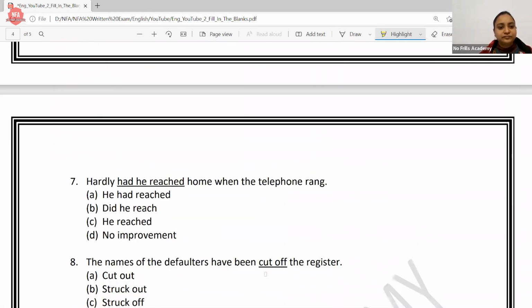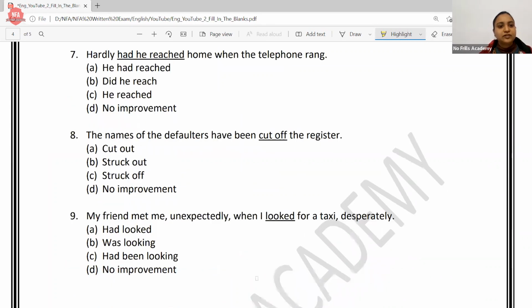Next. Solve these three. Hardly had he reached home when the telephone rang. He had reached. Did he reach? He reached. No improvement. Next, the names of the defaulters have been cut off the register. Cut out, strike out, struck off, struck out, struck off, no improvement.